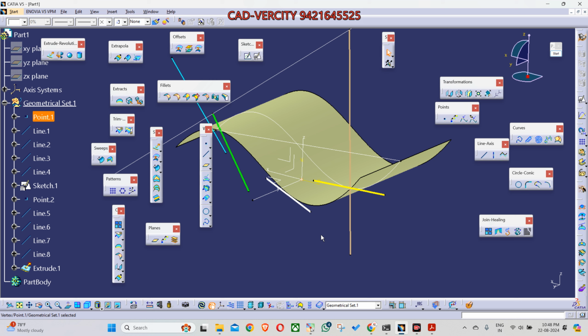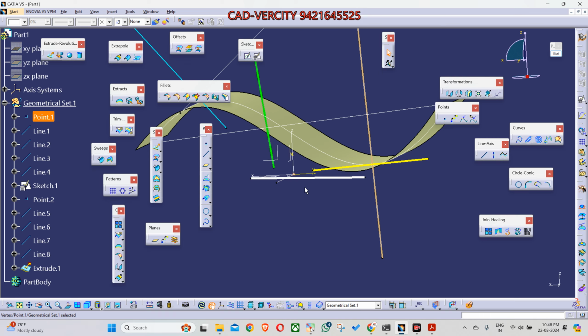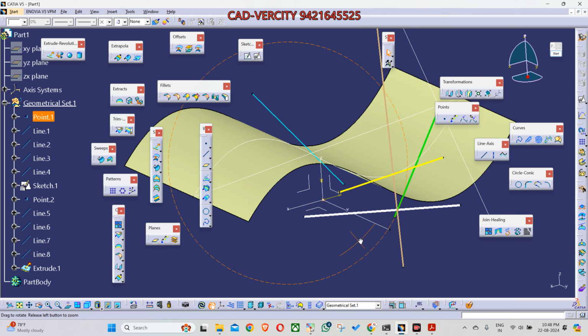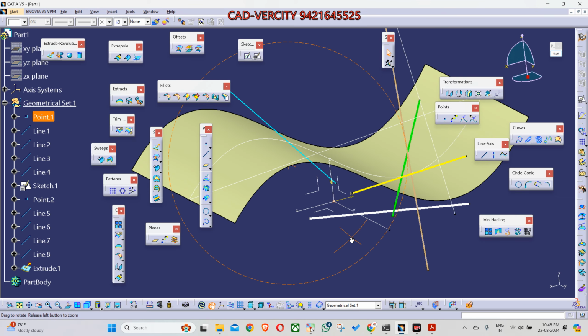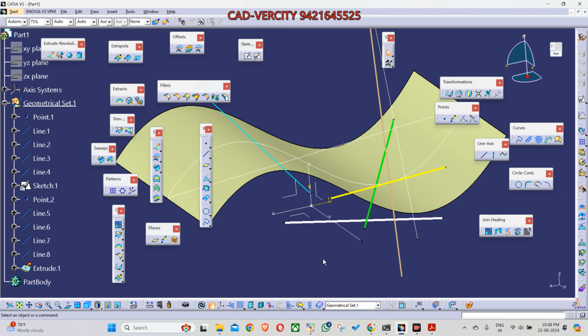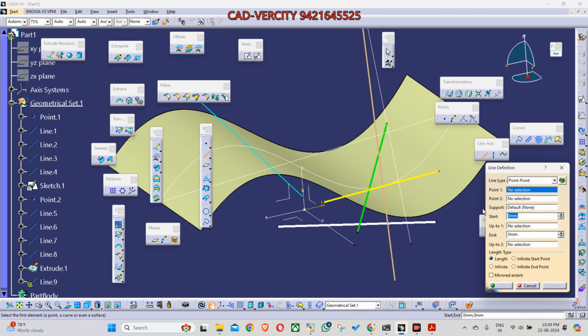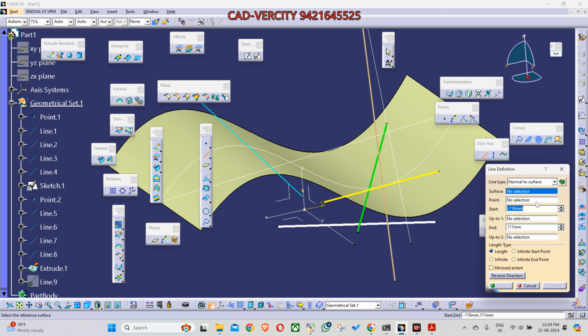Is the origin lying on the surface? Is it on the surface? Yes, no? This is our origin. No, sir. Can we use this point to use the normal to surface command? As per my thinking, it is not possible. Let's try.